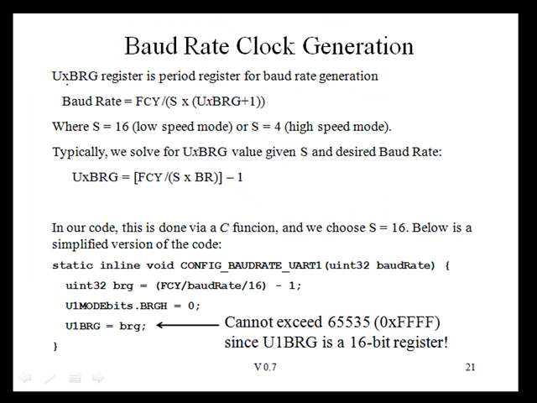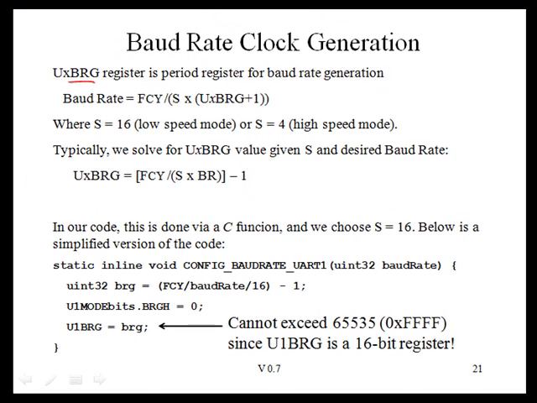The BRG special function register is used for baud rate generation. It acts as a period register in the same way as the PR2 period register does in the Timer2 module. This formula right here computes baud rate from a given BRG value, a given instruction cycle clock frequency, and this S parameter, which is either 16 or 4. This 16 means that 16 clocks are used to output a bit or to sample an incoming bit versus 4 clocks. In our code, we always use the 16 mode.